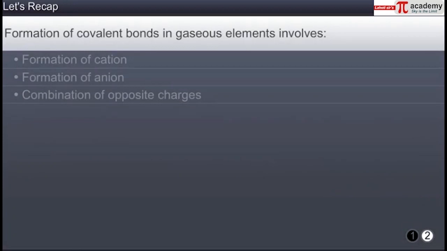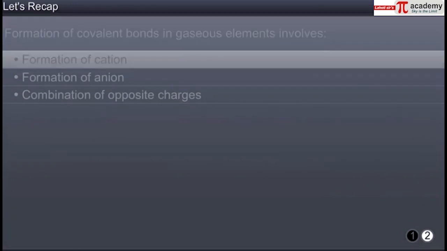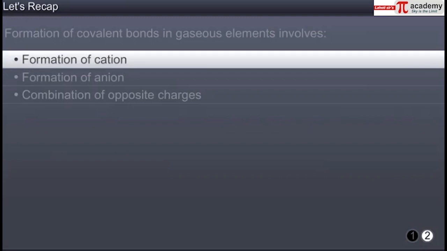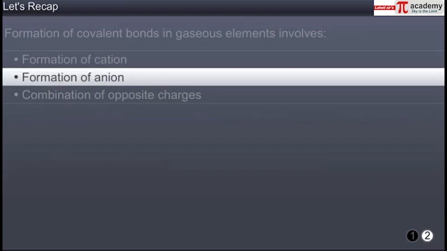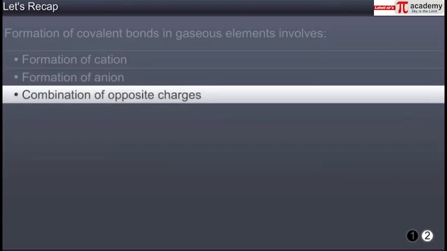Formation of covalent bonds in gaseous elements involves formation of cation, formation of anion, combination of opposite charges.